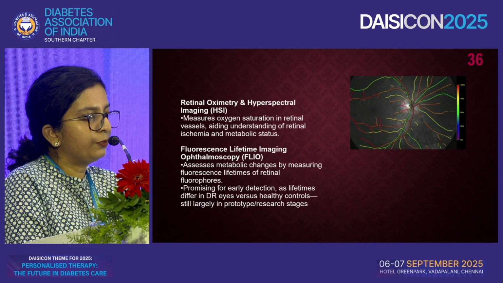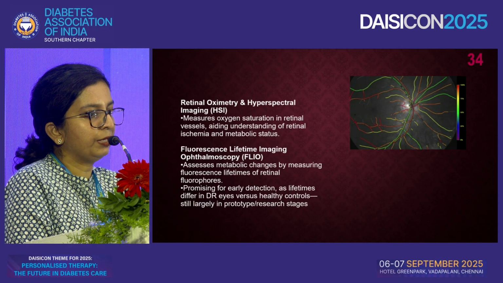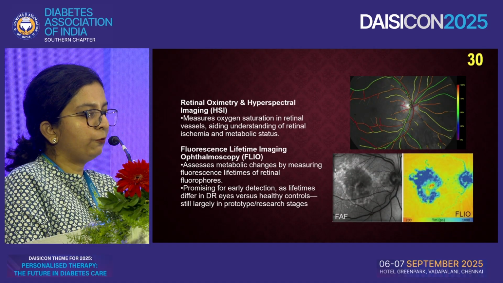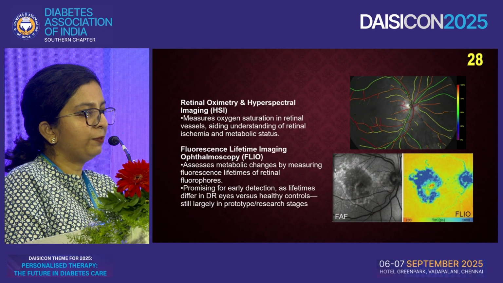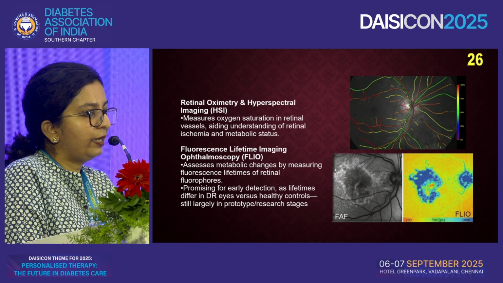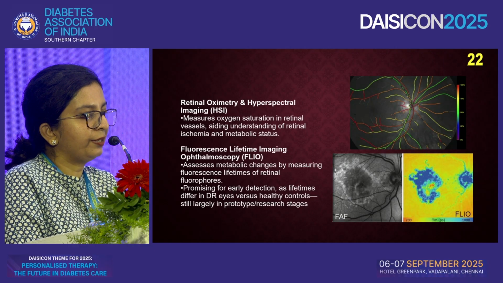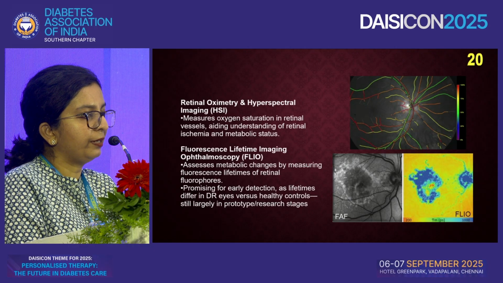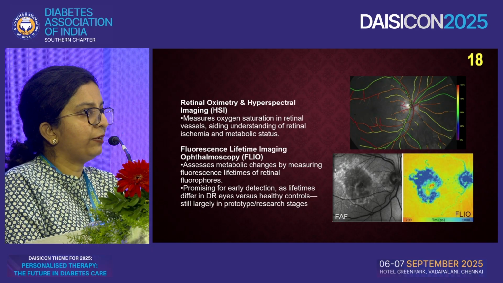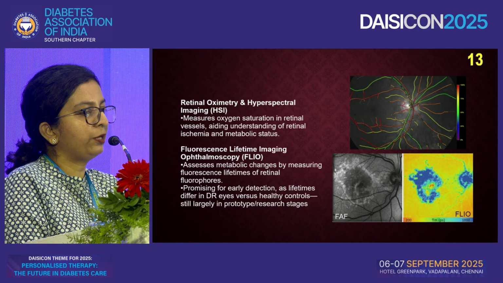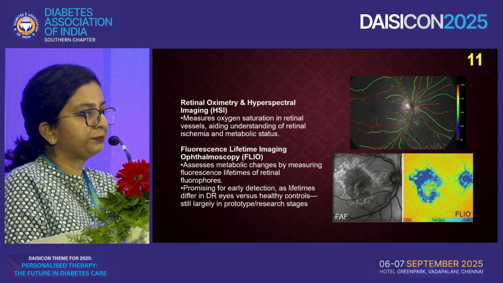Another thing, of course, is fluorescence lifetime imaging ophthalmoscopy, FLIO, and this assesses the retinal fluorophores, which are the metabolic pigments present in the retina, and this can give us an idea about early metabolic changes which are occurring in the retina, especially in case of macular edema. So these are, of course, in the very early stages. They are promising, but they are still largely in the prototype or research stages.